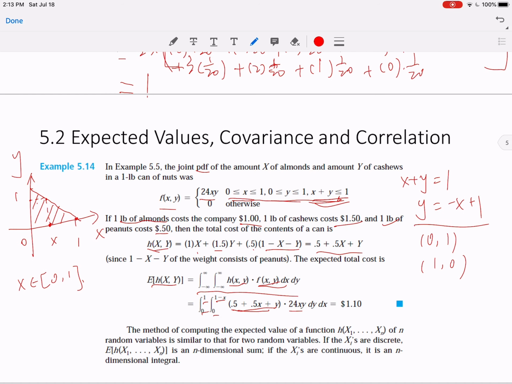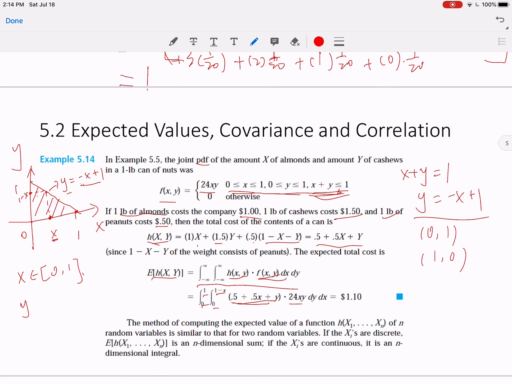And we know that this straight line is y is equal to negative x plus 1, right? So if we fix this x value, then the y value in terms of x is going to be negative x plus 1, or 1 minus x. So this y coordinate here is going to be 1 minus x, and this is 0, which means y has to be between 0 and 1 minus x.